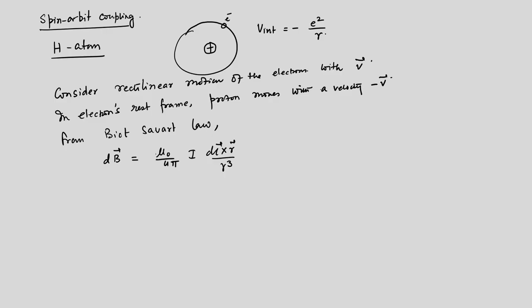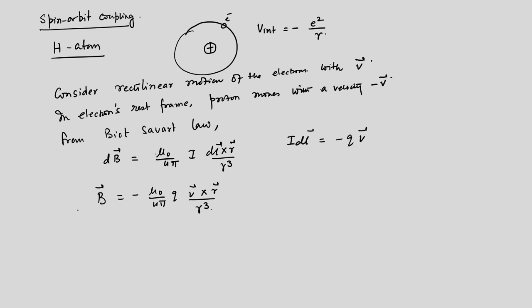Because of the motion of the proton, it produces a magnetic field. We want to understand what is the magnitude of the magnetic field that the electron experiences because of the motion of the proton. So I dl, which we have just written, is nothing but equal to minus Qv, where minus Q is the charge of the electron. So then B becomes equal to minus mu 0 over 4 pi, Q, v cross r divided by r cube, because there is no differential term here.